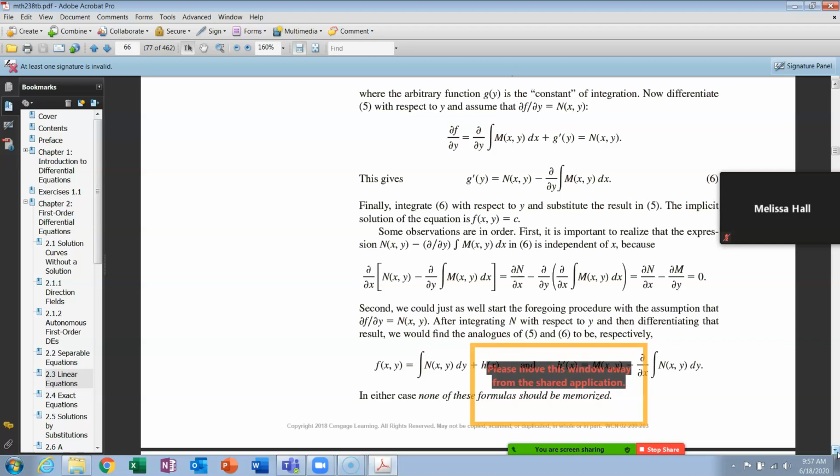First, it's important to realize that the expression n of xy minus the partial, this thing right here, partial with respect to y of your m of xy dx, blah, blah, blah, has to be independent of x. Otherwise, there's no, yeah. So when you do this, you'll see the x's fall out, okay? If they don't, something's not worked right, okay? It has to be, okay?